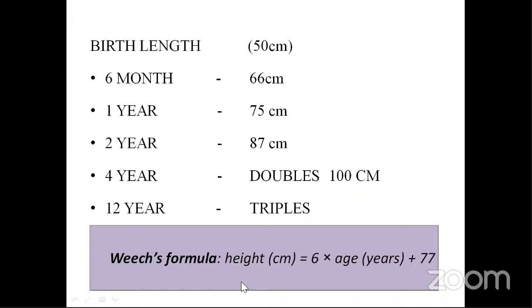We also have a formula for calculating the height of a child. That is 6 into age in years plus 77. This is the general formula to calculate the height. If you don't remember the values, you can use the formula to calculate the height.